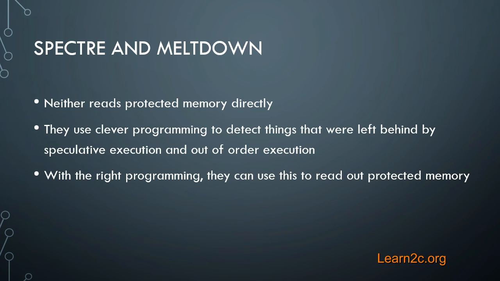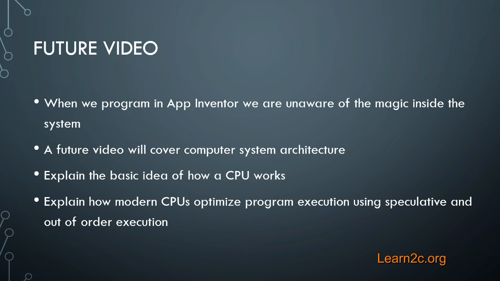And by setting up each of these scenarios of speculative execution or out-of-order instructions, it's actually possible to effectively glean information about very specific protected memory values, protected memory that our code should not have access to without authorization. I intend in a future video to take a look at what's going on under the covers, since when we program in App Inventor, we're generally unaware of the magic that's going on inside our computer system or handheld device or tablet. So I'll do a future video that takes a look at computer system architecture and explains the basic idea of how a CPU works.